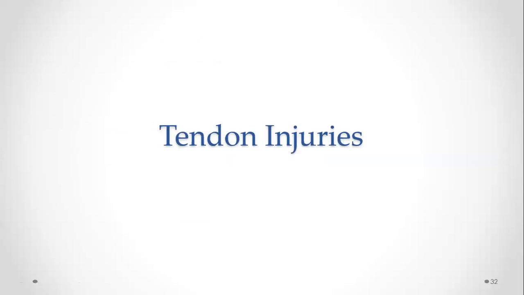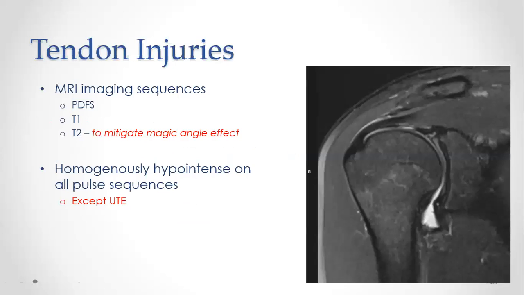Moving on to tendon injuries. MRI protocol for tendon injuries. In our institute, we always have a PDFS, T1 and T2. And T2 is always in the protocol, particularly in rotator cuff imaging, because of the magic angle effect that you would encounter with proton density fat suppressed method. The tendon normally appears homogeneously hypointense. So this is how the tendon looks.